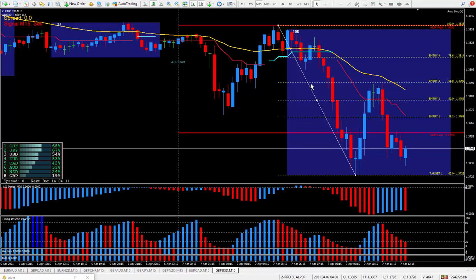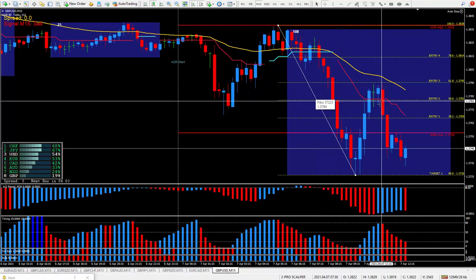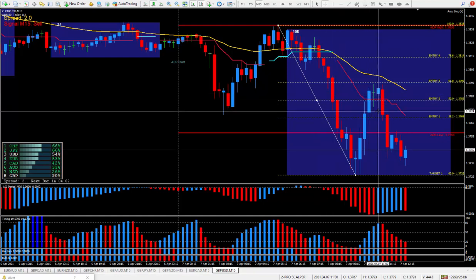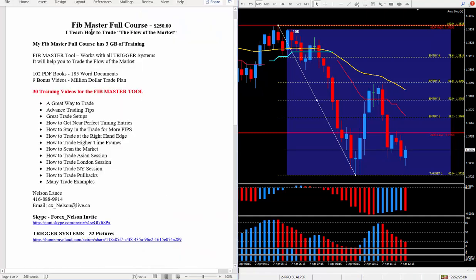Love the FIB tool, and by the way, by the time it came back here, this did not qualify for a great way to trade, but this does. And this is a great example of a great way to trade as what I teach right here.